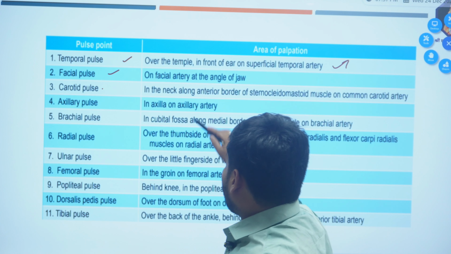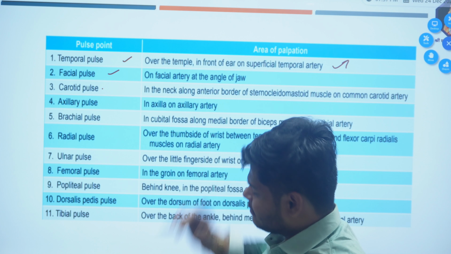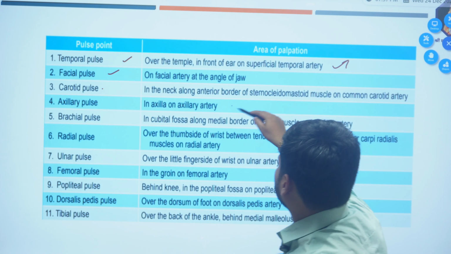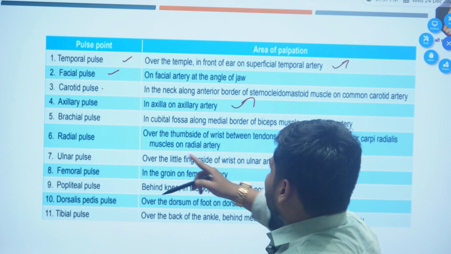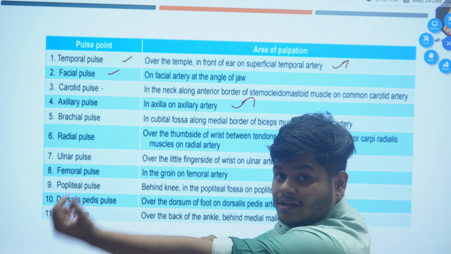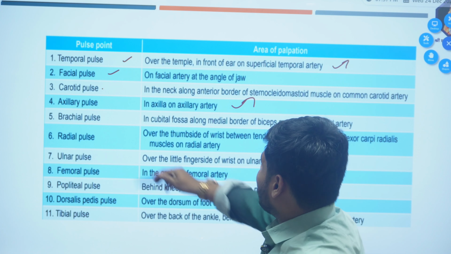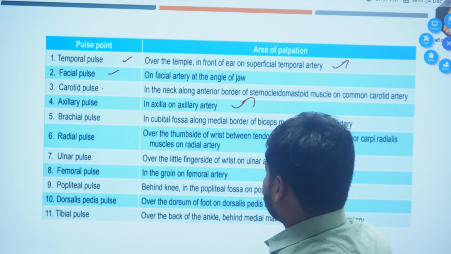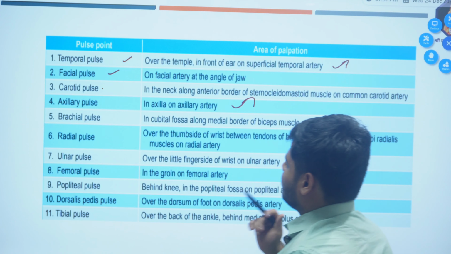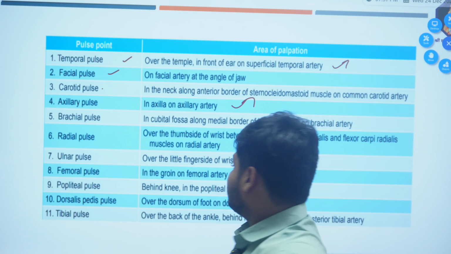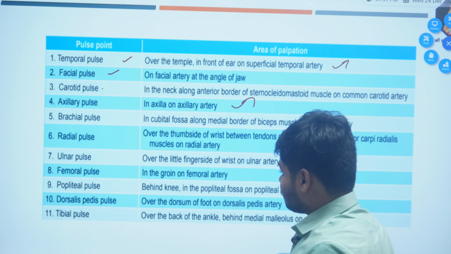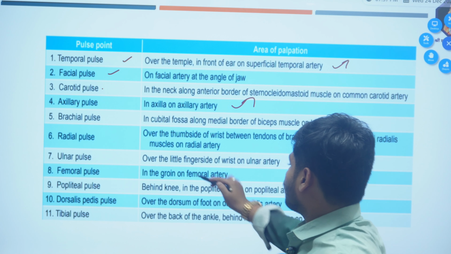Axillary pulse on the axillary artery. The axillary artery is located at the humerus surgical neck. We will learn it afterwards. And brachial pulse at the cubital fossa. It is the cubital fossa. Brachialis is a muscle which is a part of the biceps muscles. Now radial pulse, common pulse, ulnar pulse on the medial side. Okay. Femoral pulse at the groin.